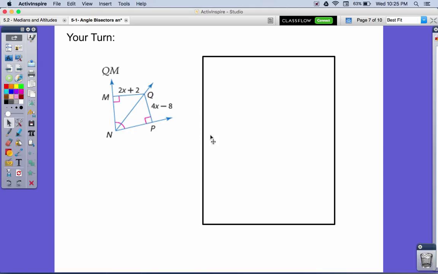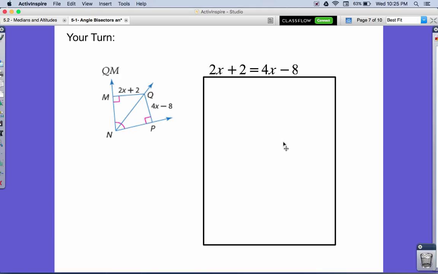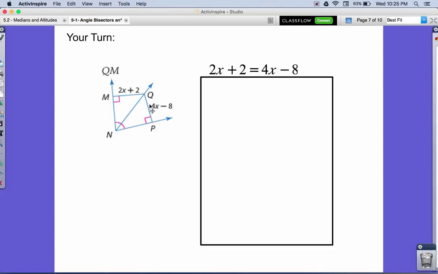So again, you should pause the video and try this one on your own. So hopefully you had time to do that. So in this one, we're asked to find QM. So start off with the fact that 2x plus 2 is going to equal 4x minus 8, because if this is an angle bisector, then these are congruent.